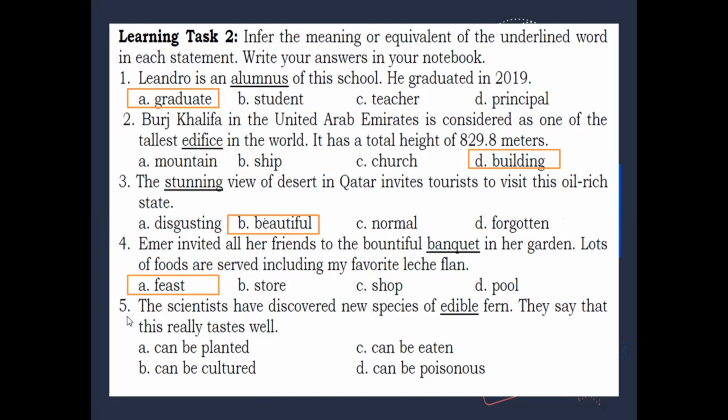Number 5. The scientists have discovered a new species of edible fern. They say that this really tastes well. So the underlined word is edible. What is edible? When we say edible, it is A, can be planted, B, can be cultured, C, can be eaten, or D, can be poisonous. When we say edible, it is can be eaten. So edible, nakakain. Can be eaten.